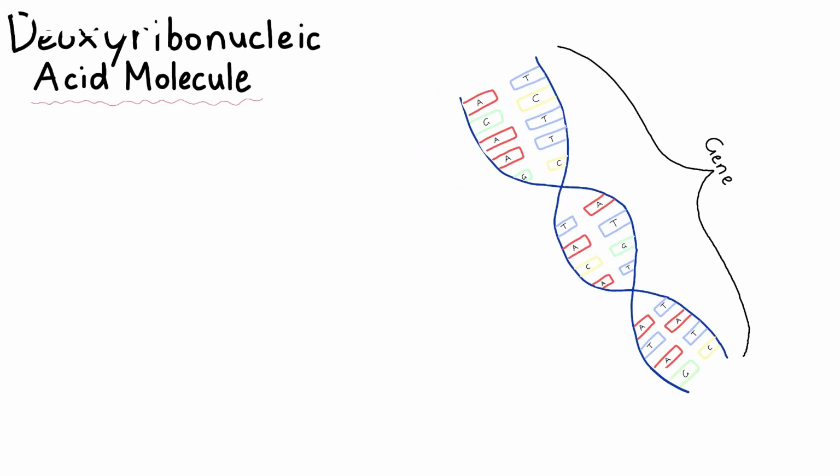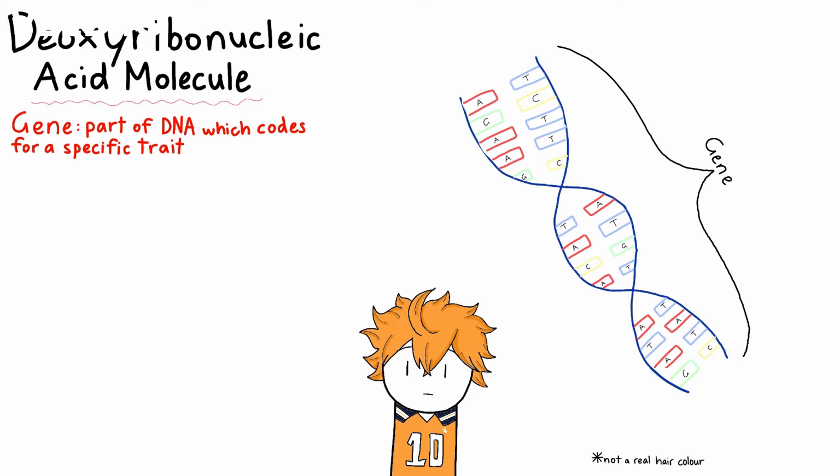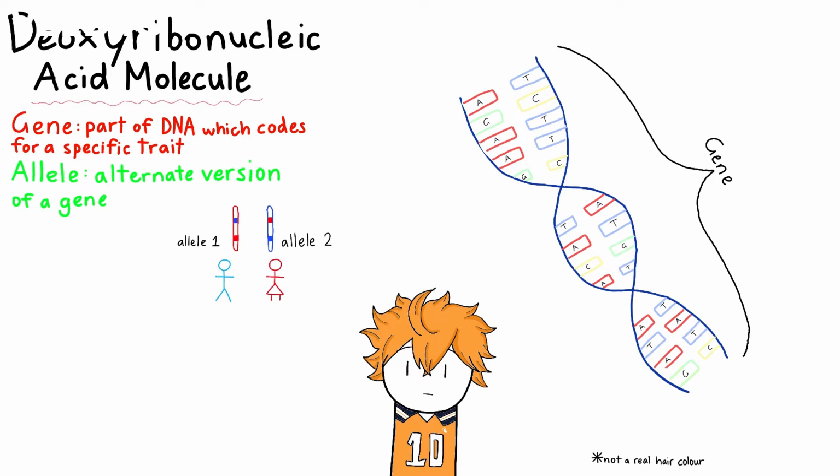A gene is a specific part of DNA which codes for a specific trait. They are passed on to you to determine many of your individual traits, such as your hair color. An allele is an alternate version of a gene. An individual inherits two alleles from each gene, one from each parent.